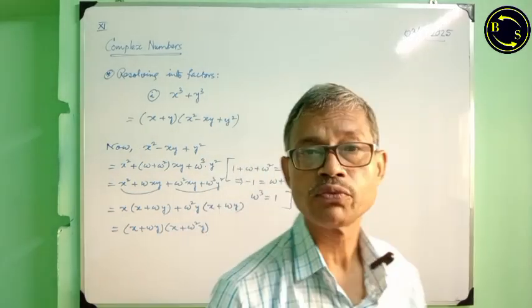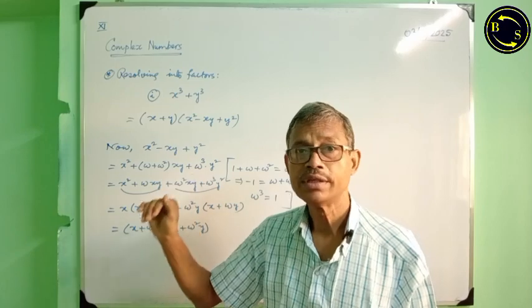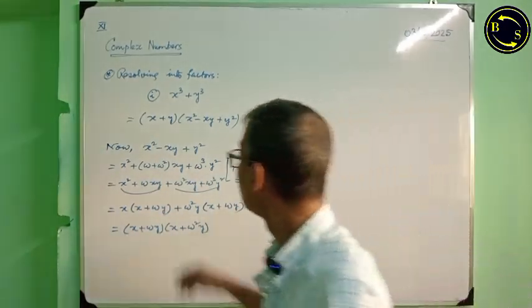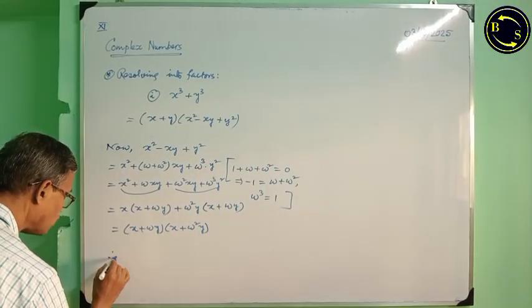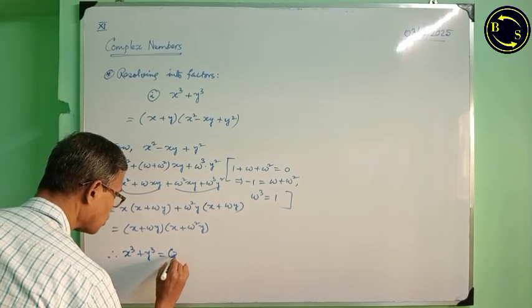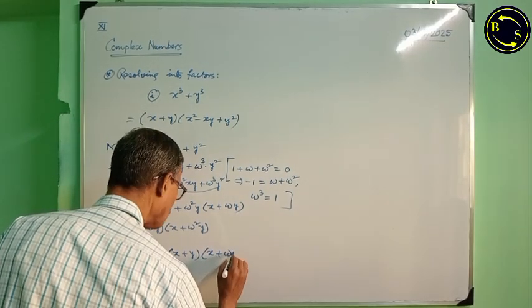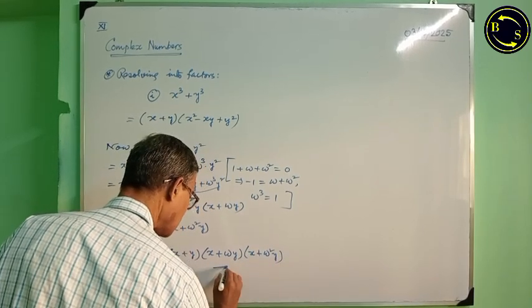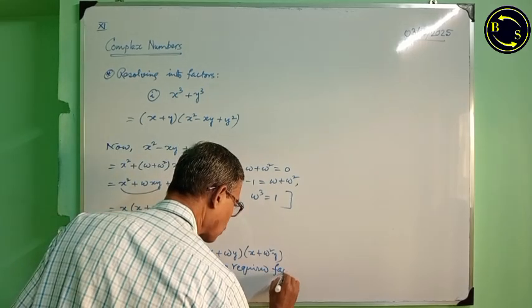Therefore, we have resolved into factors x square minus xy plus y square, keeping in mind the cube roots of unity. Now I replace this one by this. Therefore, x cube plus y cube is equal to x plus y into x plus omega y, x plus omega square y. Required factor form.